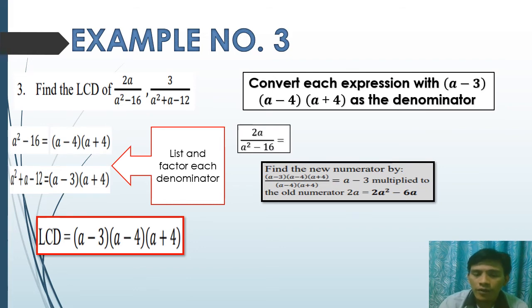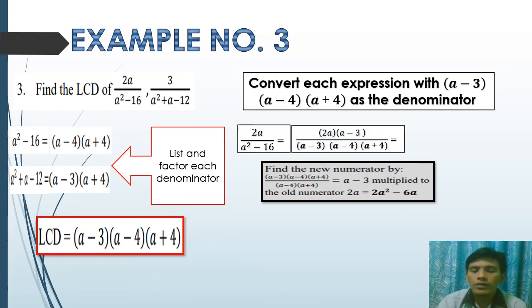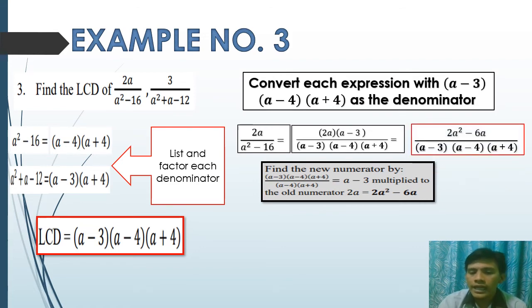Also, a plus 4 divided by a plus 4 is equal to 1, so it will be cancelled out. The remaining will be a minus 3. a minus 3 will be multiplied to our numerator, which is 2a. 2a times a minus 3. 2a times a, and that is 2a squared. 2a times negative 3, and that is negative 6a.